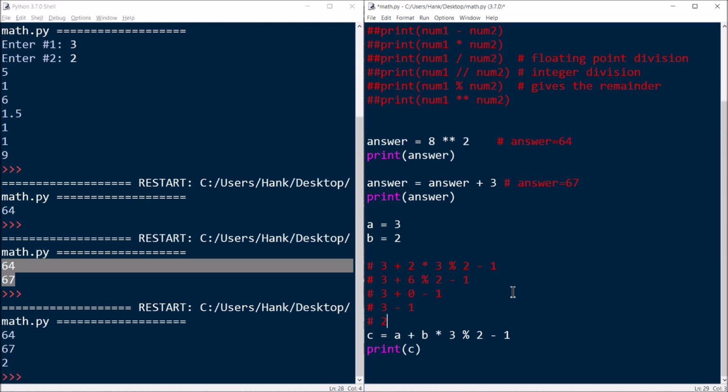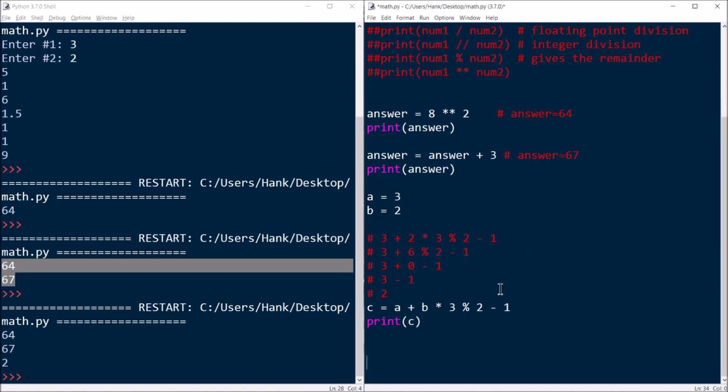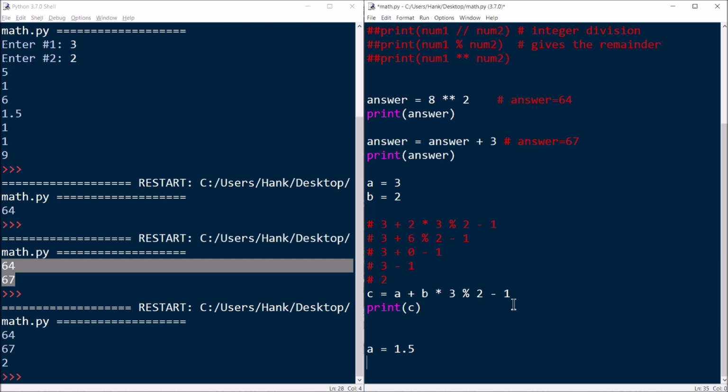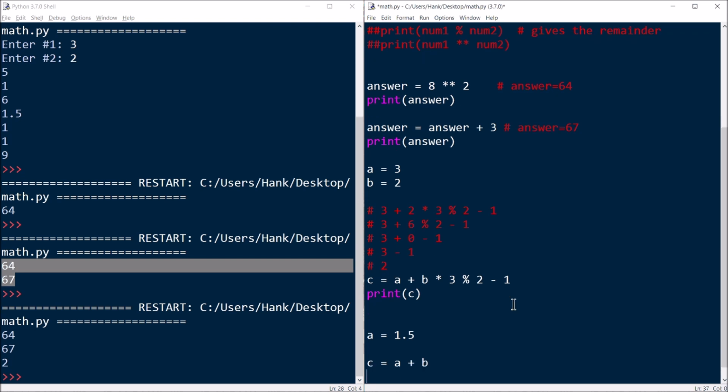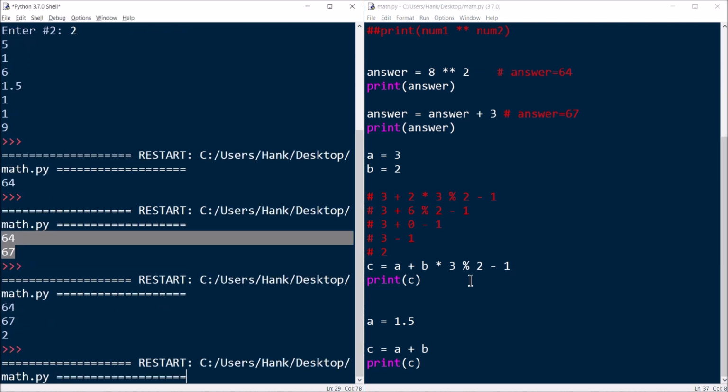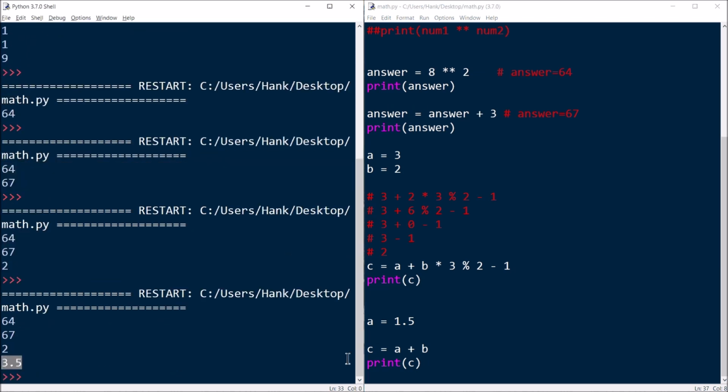All right, do I want to do any other examples here for you? Yeah, let's reassign to A 1.5, and we'll leave B as 2, okay? So then we'll go ahead and add them together. C equals A plus B, and then we'll print C, okay? And then we'll run that. See, the answer is 3.5. Why?